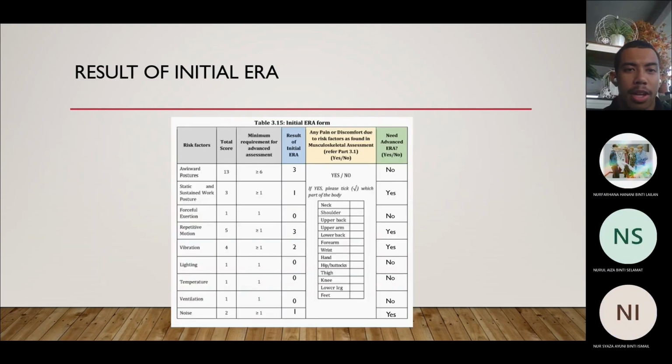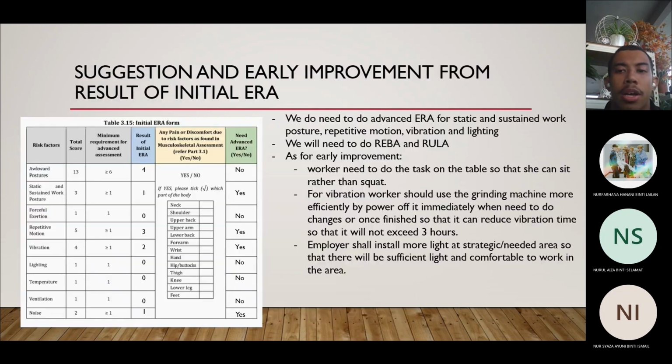Thank you. For the result of the initial ERA, we have considered static and sustained work posture, repetitive motion, vibration, and noise to make an advanced ERA. In the advanced ERA, we will do the REBA and RULA. The NLE is not applicable because in these activities there are no lifting activities.